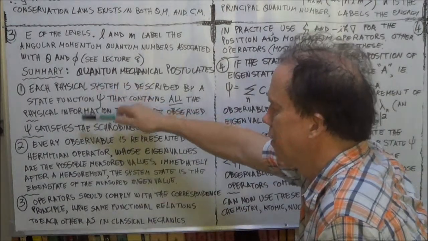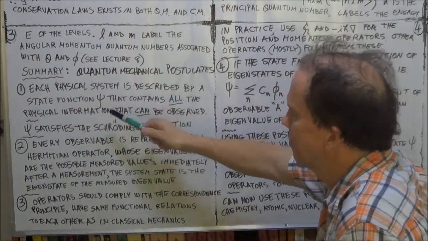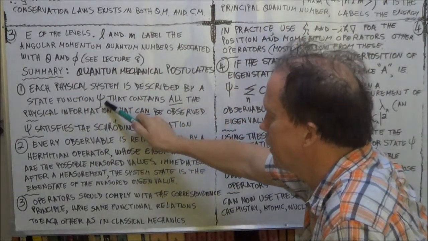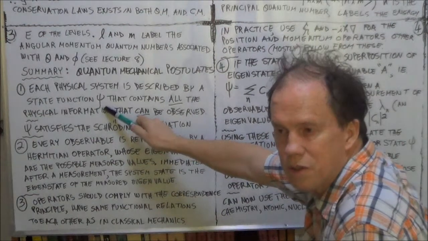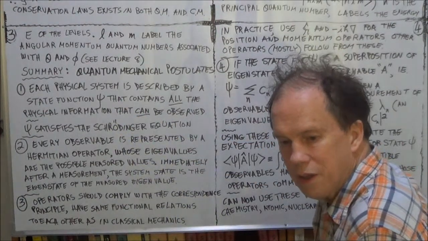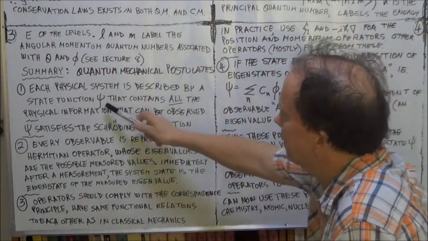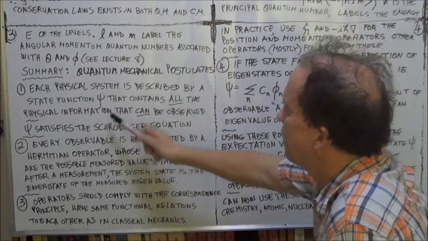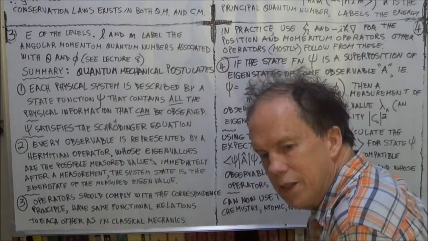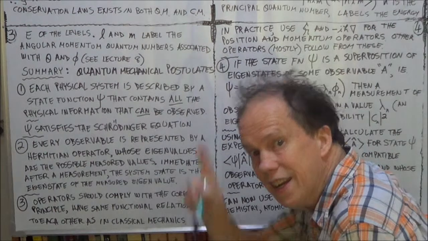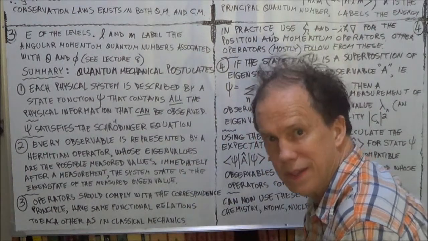Probably one of the most basic ideas is that for each physical system that you have, there's a corresponding wave function or state function or state vector or ket. There are many ways to say this. Psi, and that psi contains all the information that you can know about the system.